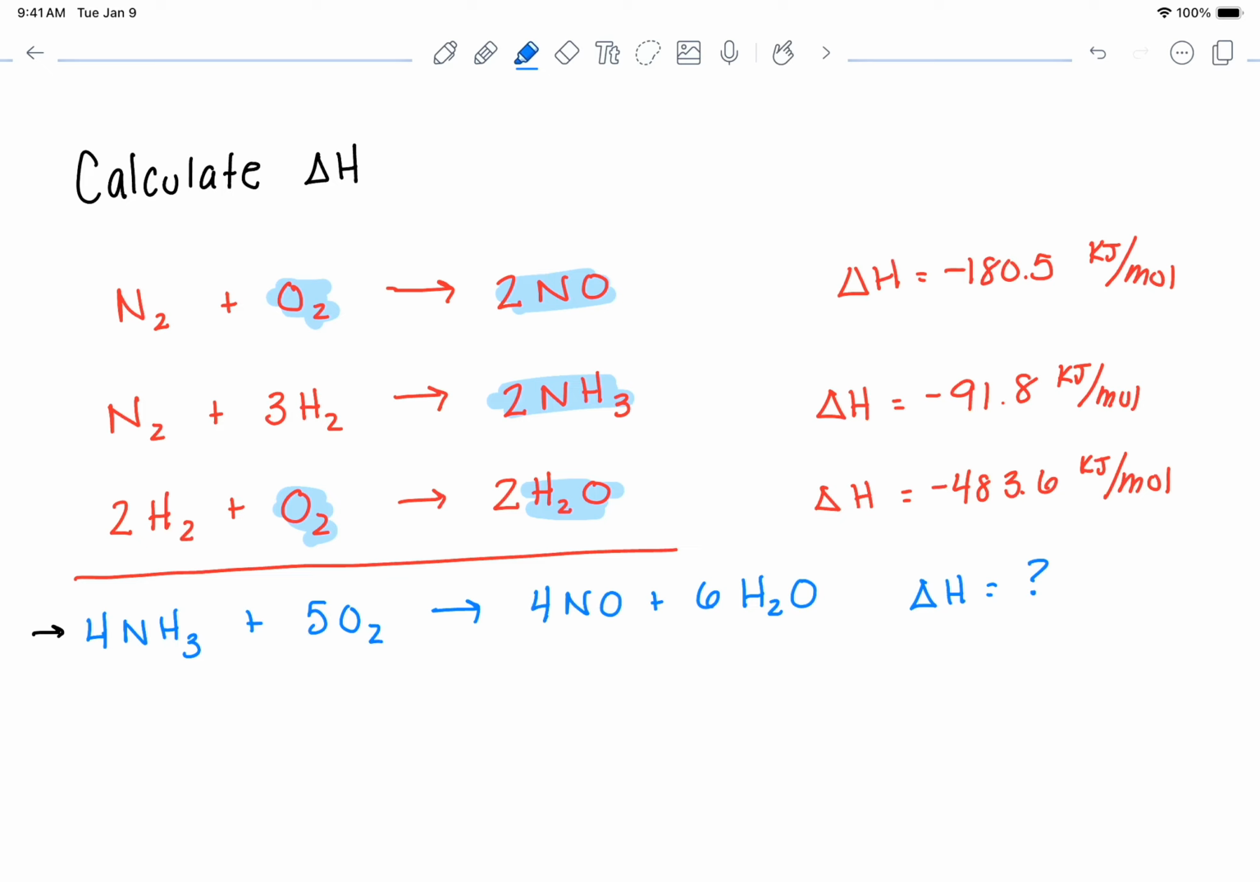Now, you'll notice that we are off in some of our coefficients here. So if we look at NH3, our thermochemical equation has a 2 and a 4, plus the NH3 is in the product side in our thermochemical equation, and we need it to be in the reactant side. So this second equation is going to have to be reversed as well as multiplied by 2.